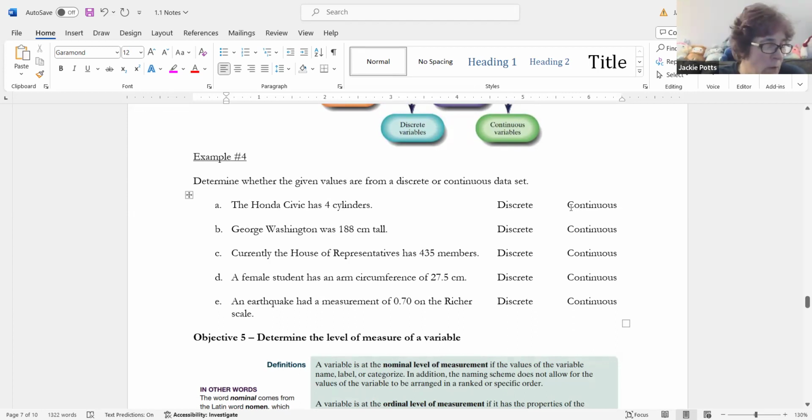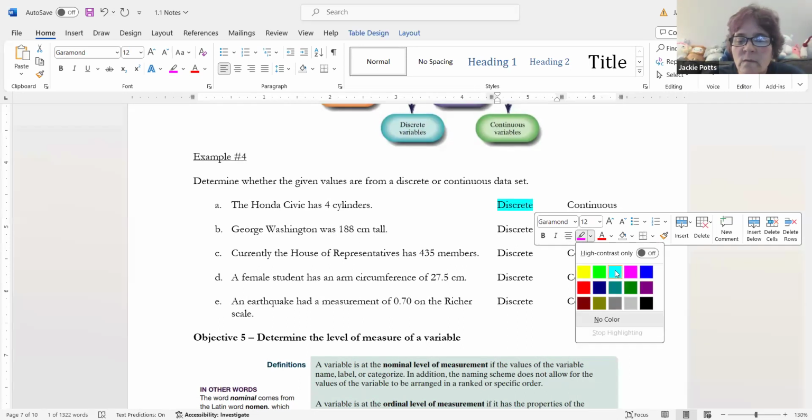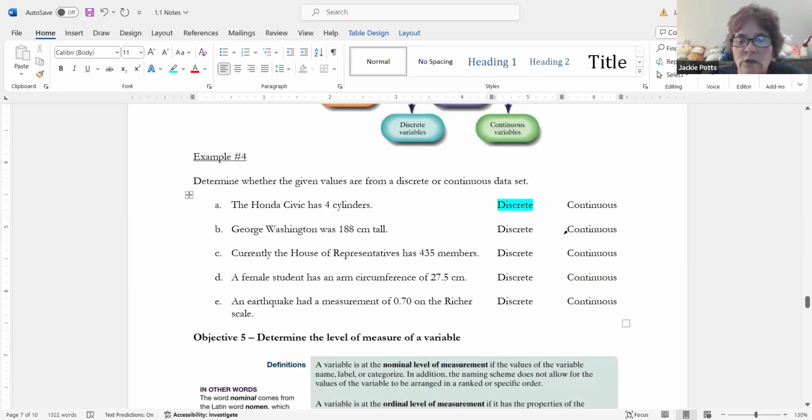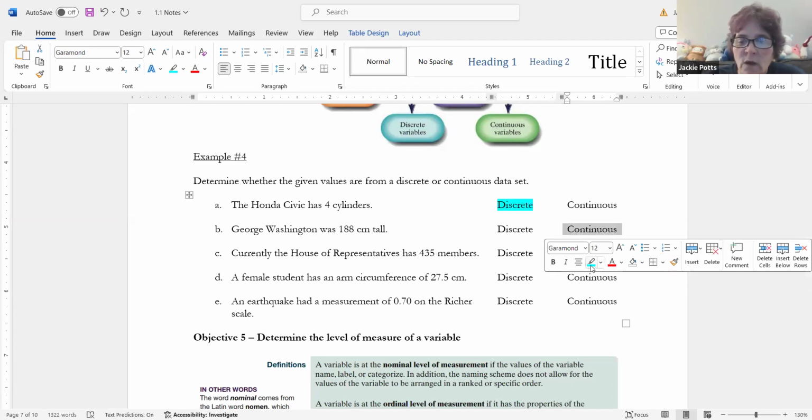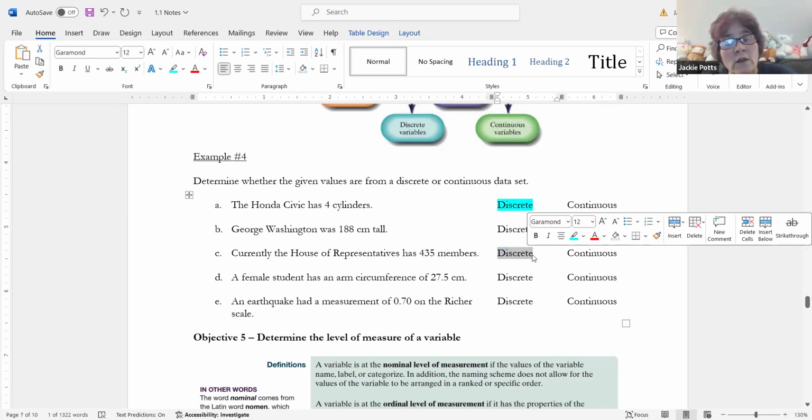Now, I'm going to go through these. 4 cylinders is discrete. If you have a partial cylinder, is that engine going to run? No. 188 centimeters tall. In theory, that is continuous because he could continue to grow and shrink. You grow as you get older, until you get to a certain point, and then you start to shrink. It's the ebbing and the flowing.